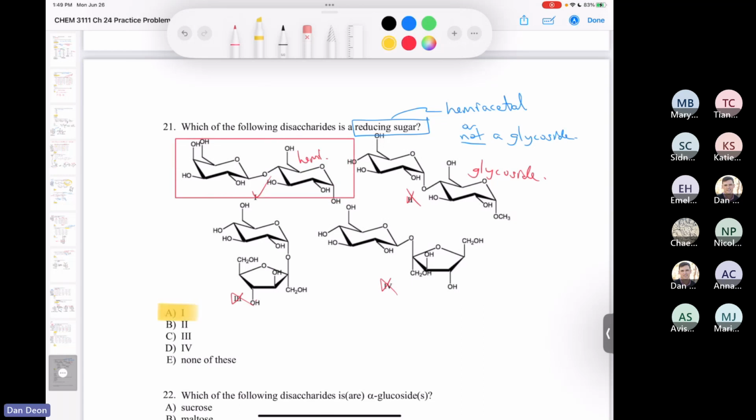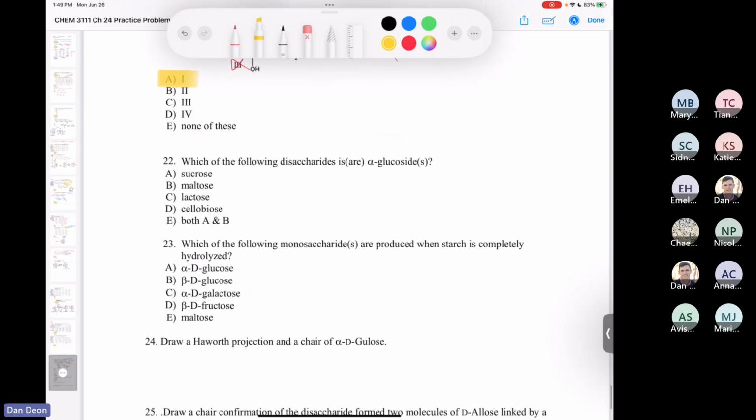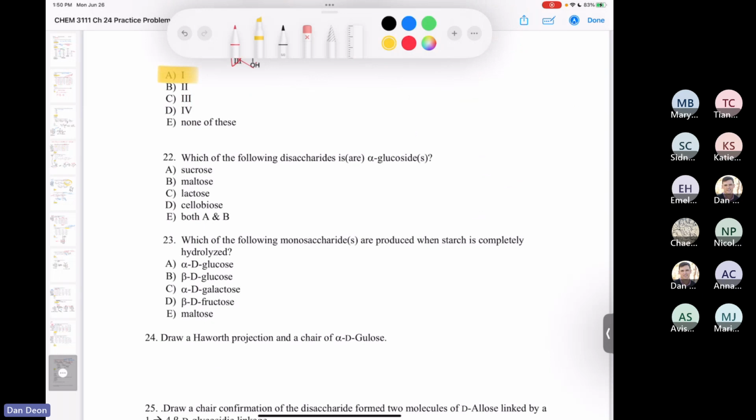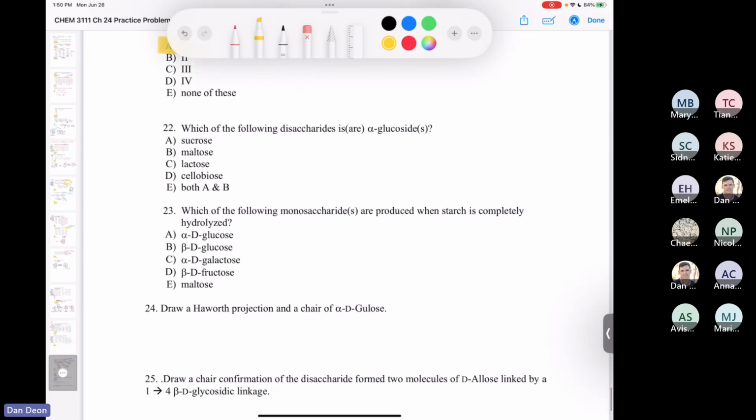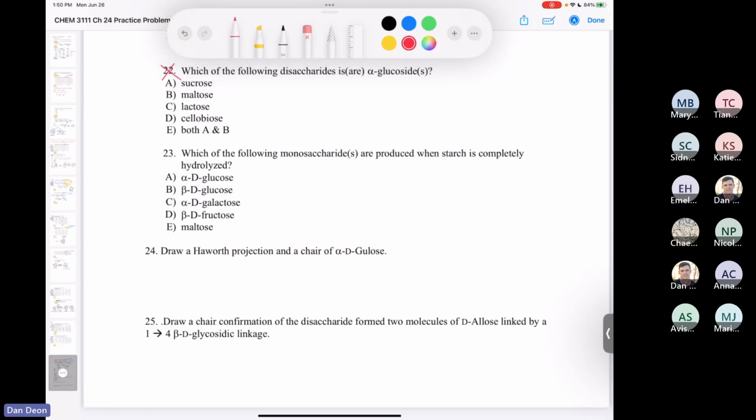Sorry it took me so long to go through all those, but I was just kind of looking at them through my glasses. So which of the following disaccharides are alpha glucosides? So I'm going to scratch this one. I'm not a big fan of this question, so I'm going to skip this one for now. I don't like the way it's presented, so I'm going to skip that one. I don't think it's all that pertinent anyway.